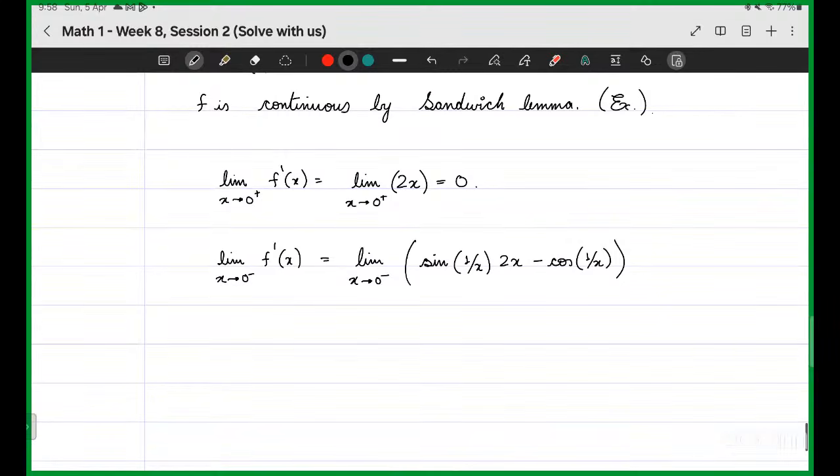But does that exist? Cos 1 by x will keep oscillating. It will not converge to any point as I approach 0. So this limit does not exist.